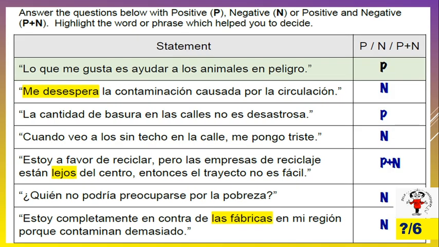Okay, give yourselves a score out of 6. Why 6? Because the first one was an example. Okay, so they're quite straightforward there. Any questions, just let me know via Teams or send me an email. So that one's out of 6.